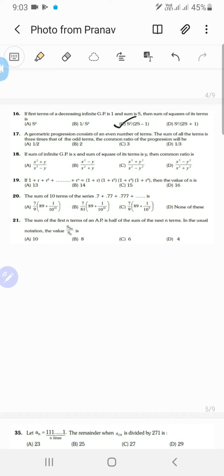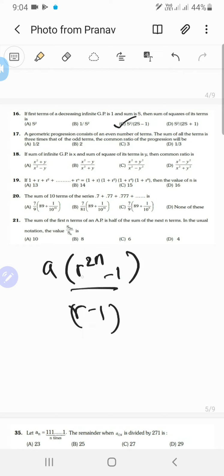Sum of all the terms is going to be a times r to the 2n minus 1 upon r minus 1. So the first term, the ratio, number of terms, and then the formula. This sum of all the terms is 3 times that of the odd terms. For the odd terms, the first term is going to be a. In this sum of odd terms, the ratio is going to be r squared. How many terms are there going to be? Yep, n terms. So a times r squared to the n minus 1 upon r squared minus 1.